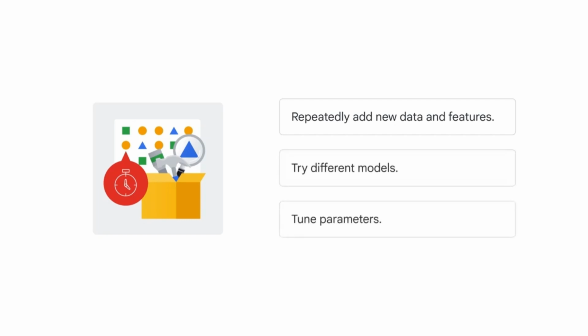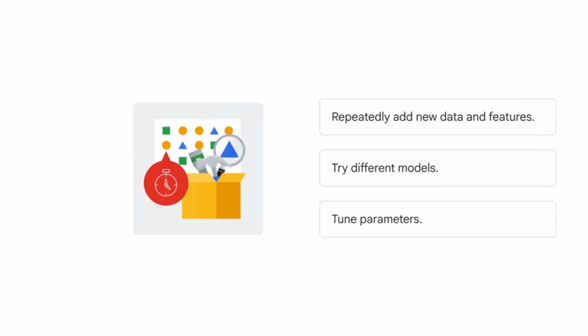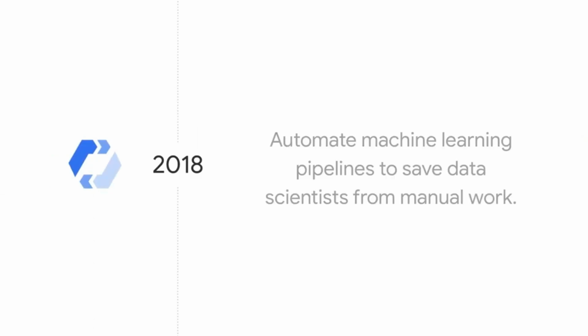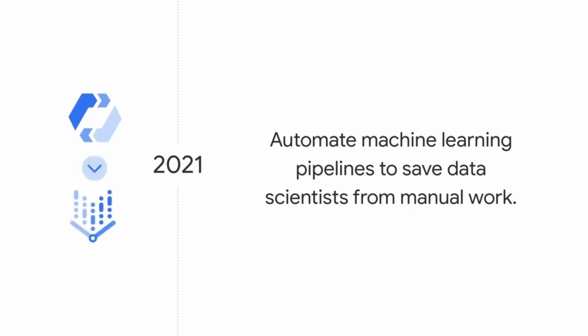If you've worked with ML models before, you know that building them can be extremely time-consuming because you need to repeatedly add new data and features, try different models, and tune parameters to achieve the best results. When AutoML was first introduced in January of 2018, the goal was to save the manual work from data scientists and automate machine learning pipelines from pre-processing data to model training and deployment. Since 2021, AutoML features are embedded in Vertex AI and have become part of the platform.